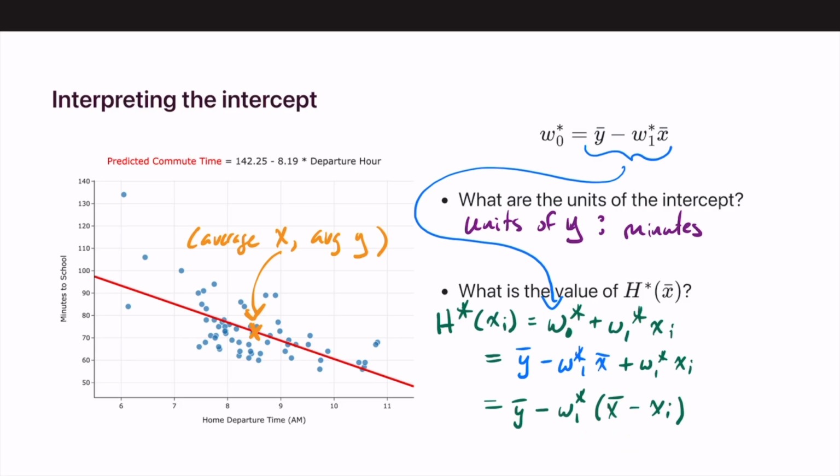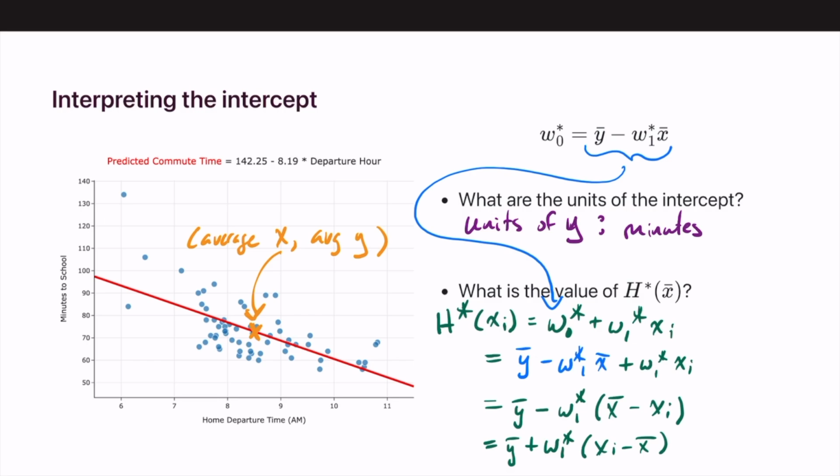So we have something like x sub i minus x bar, which is what we usually have because we have some value, x sub i, and we're typically subtracting the mean. We can do that by manipulating this sign right here. So this will just equal y bar plus w1 star times, and then we can flip these around, x sub i minus x bar.